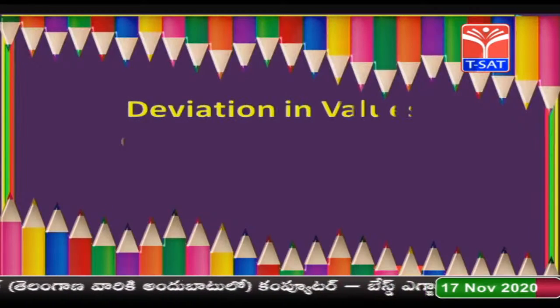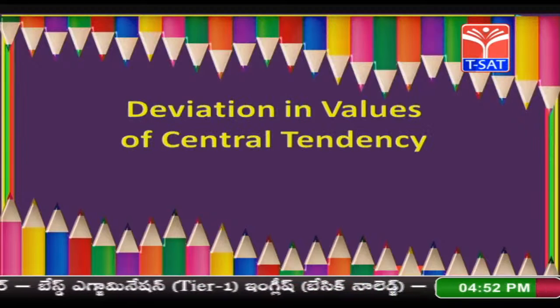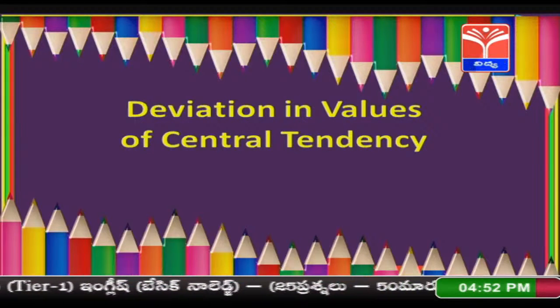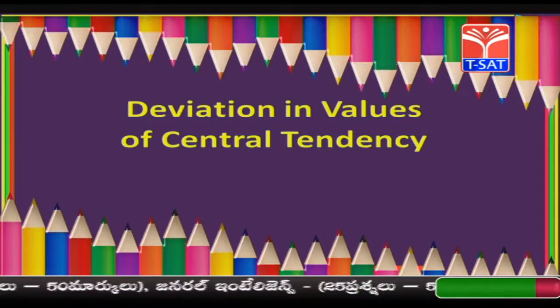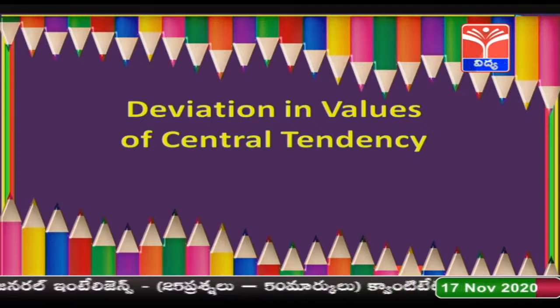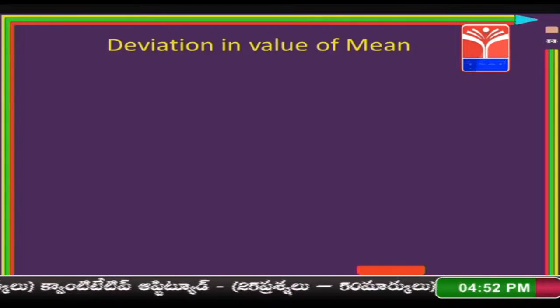Now let us take another important aspect. What is going to happen when you add some terms or multiply some terms to the data, and you get deviations in the value of central tendency? What do you mean by deviation in the value of central tendency? What exactly is going to happen to the central tendency, that is either mean or median or mode, when the data is changed? For that we take the first one, the deviation in the value of mean.